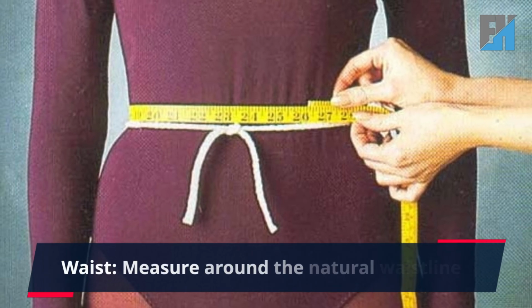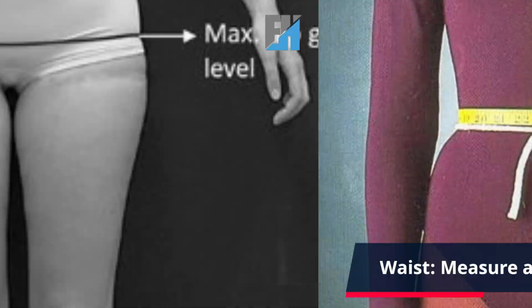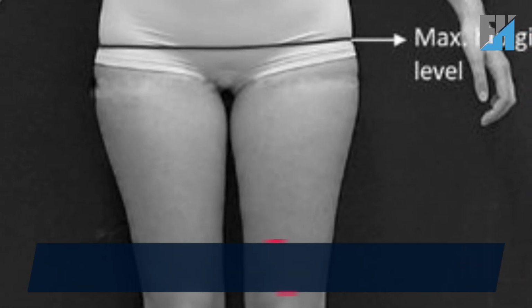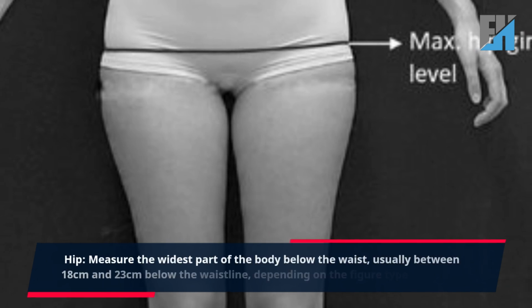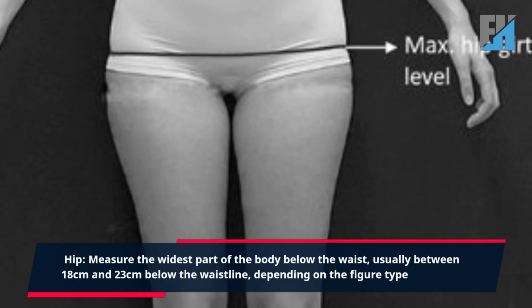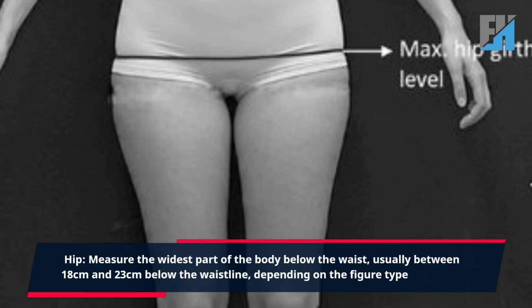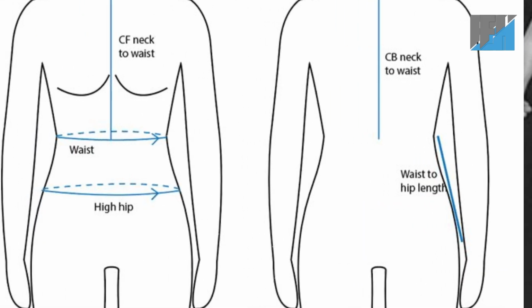3. Skirt. A. Waist, measure around the natural waistline. B. Hip, measure the widest part of the body below the waist, usually between 18 cm and 23 cm below the waistline, depending on the figure type.